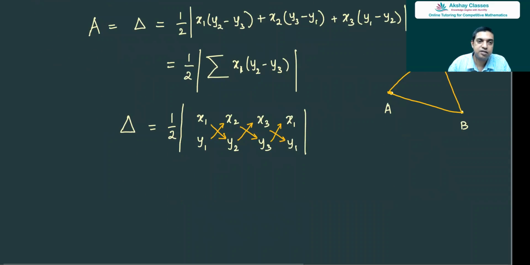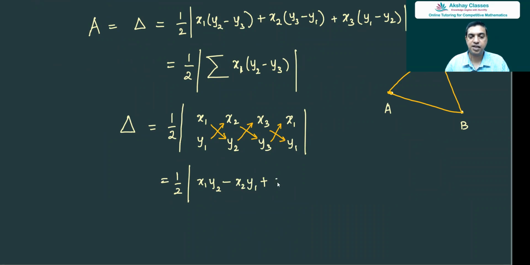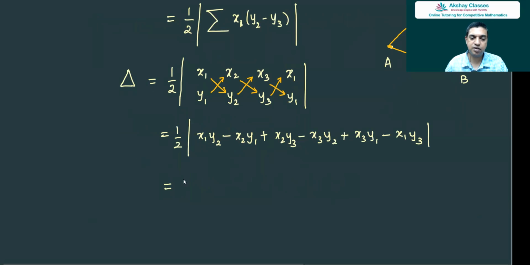Now let us write the product and see. This is half times modulus of x1 y2 minus x2 y1, plus x2 y3 minus x3 y2, plus x3 y1 minus x1 y3. So this is the expression. Delta is equal to this.